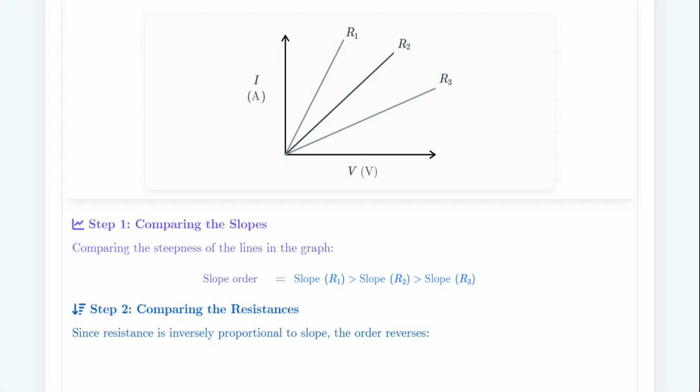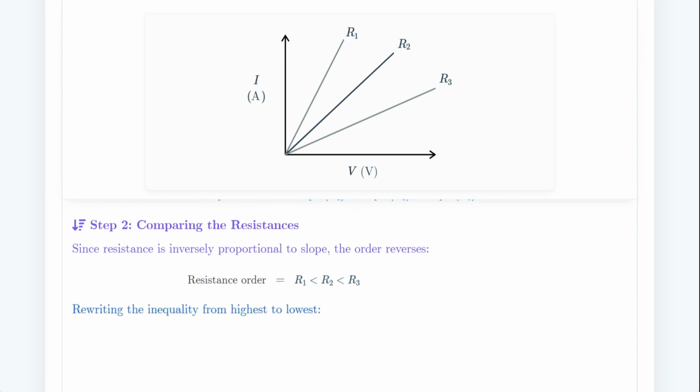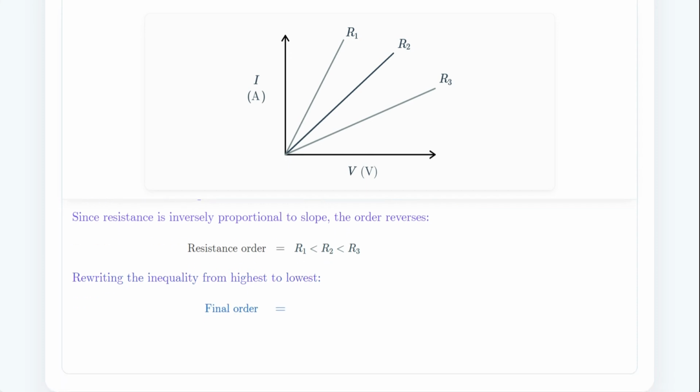Step 2. Now let's figure out the actual resistance values. Because resistance is inversely proportional to the slope, a bigger slope means a smaller resistance. So, we completely reverse the order. R1 will be less than R2, which is less than R3. Let's rewrite this from the highest resistance to the lowest, so it matches our options. R3 is the greatest, so R3 is greater than R2, which is greater than R1.